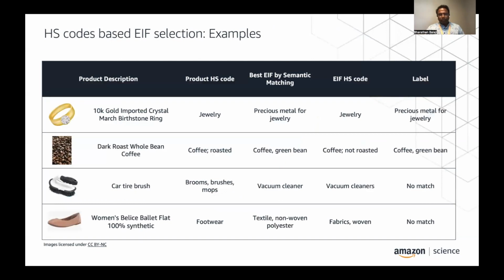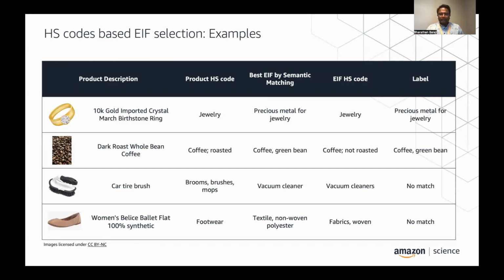Here are some examples with that intermediate HS code as a way to filter if a match exists or not. In the first two, we have a match in the HS code, and we provide the corresponding semantically matched EIF as the right EIF. In the third example, we have a car tire brush, and the closest EIF we have is a vacuum cleaner, which is another cleaning tool. That is the only relationship, but the HS codes are vastly different, and therefore here we can say that there is no appropriate EIF in the dataset.